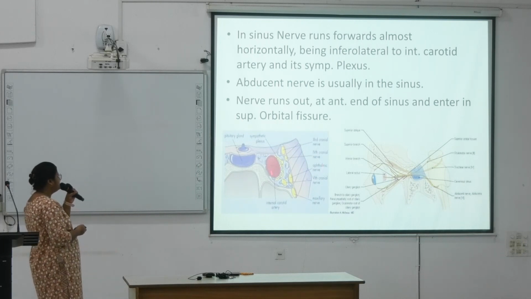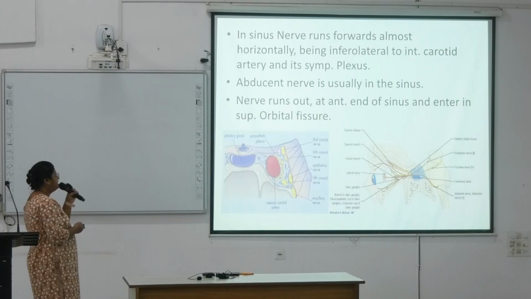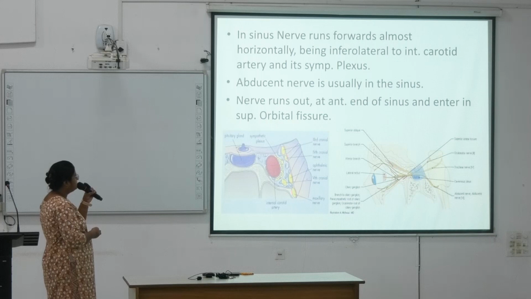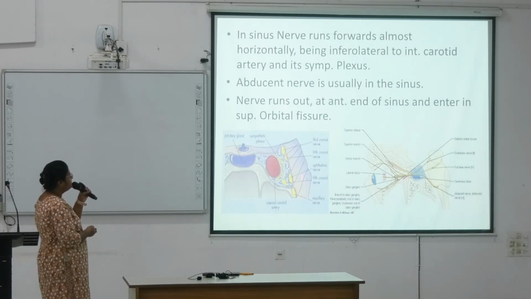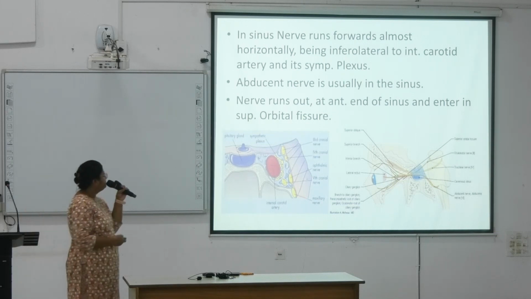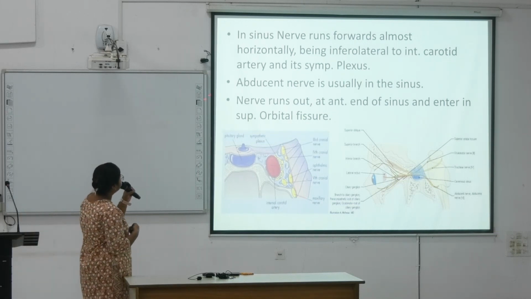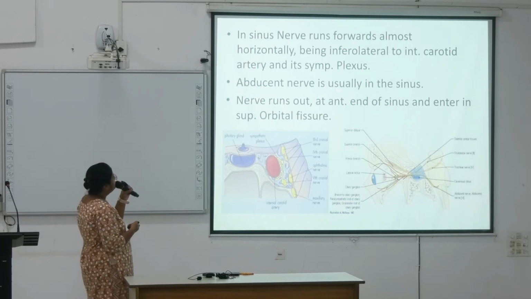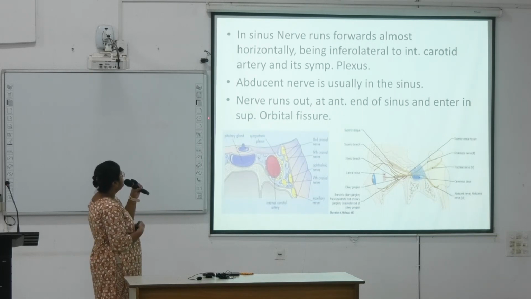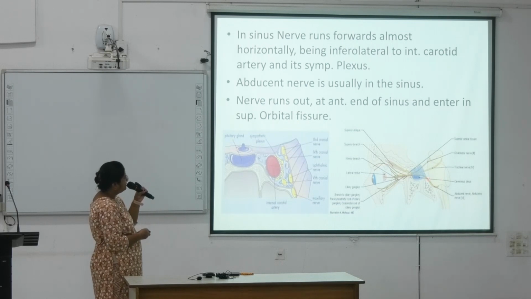Here, this is a cross section through the cavernous sinus. In the floor lies the internal carotid artery. Around the artery, this is the sympathetic plexus. Here are the oculomotor nerve, trochlear nerve, abducens nerve, and two divisions, ophthalmic and maxillary, of the trigeminal nerve. The abducens nerve is usually in the sinus, and the nerve runs out at the anterior end of the sinus and enters the superior orbital fissure. Here it is passing through the cavernous sinus, entering into the orbit through the superior orbital fissure.